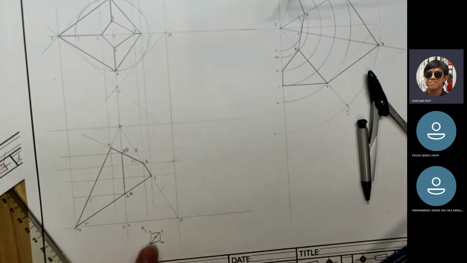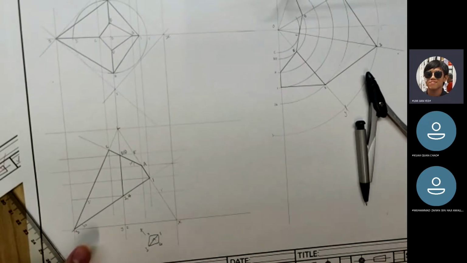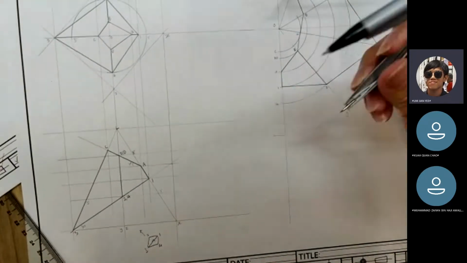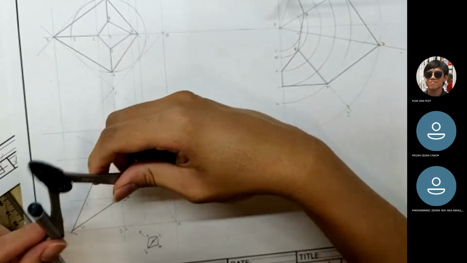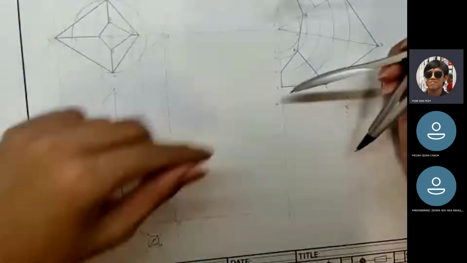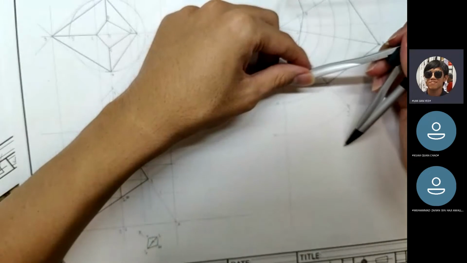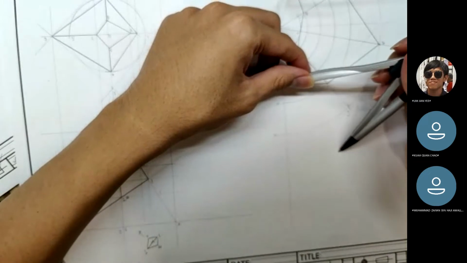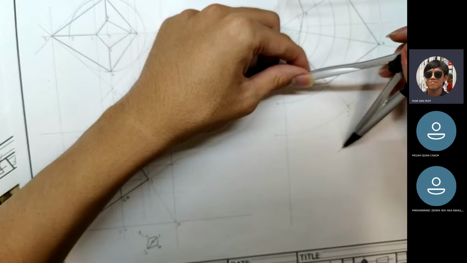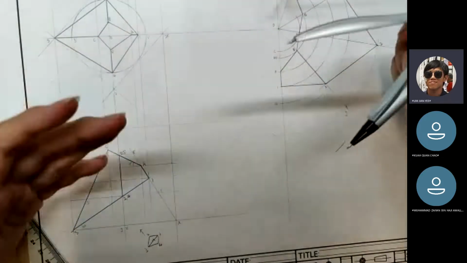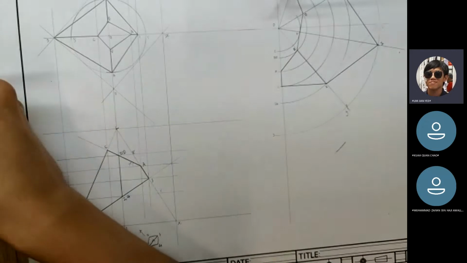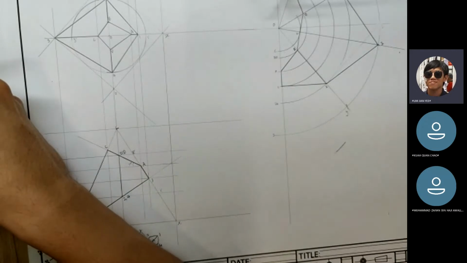So this length, right? 1 to 3. So you take your compass, measure 1 to 3. Okay. Then after you measure 1 to 3, you mark it here. Okay. This will be the bound of the line. Okay. So now 1 to 3. What is the next thing we're going to copy?